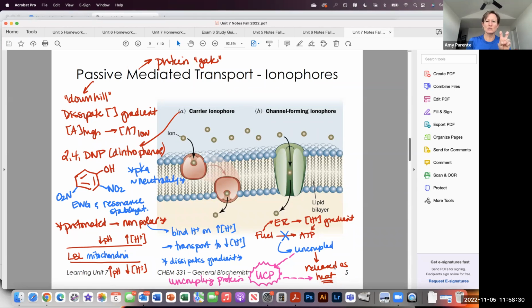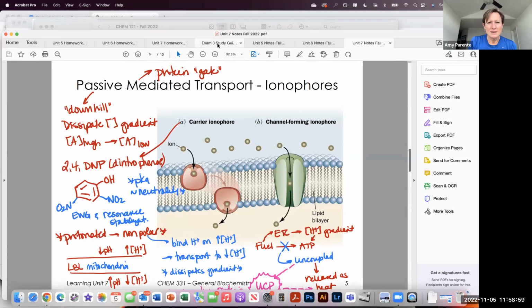So two examples where we see an uncoupling of fuel metabolism and ATP production is with this diet pill, which does it in an unnatural way but produces heat. And then in a natural way, we have these uncoupling proteins that do the same thing, and they generate heat, but that's important because that's used for hibernating animals. We talked about it being used for infants and so forth. All right.